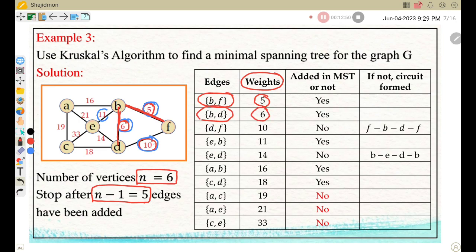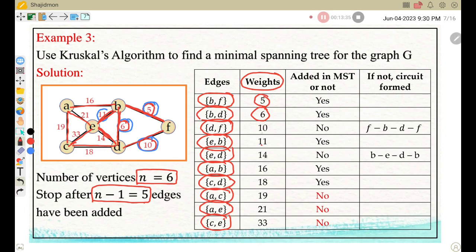Now 10 means DF. I am writing set notation DF. Then 11 means EB, we can write here EB. Then 14 means ED. Then 16 is AB, and 18 is CD, 19 is AC, 21 is AE, and 33 is CE. So all the edges are written here in the increasing order of the weight.